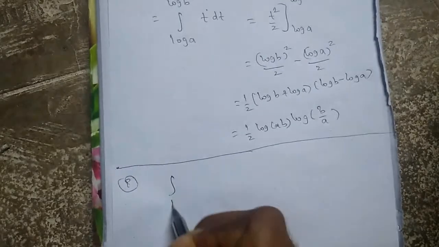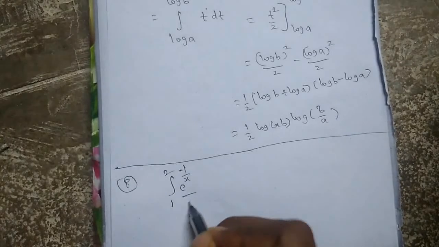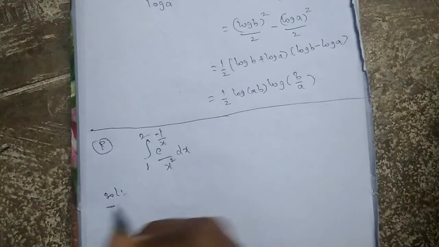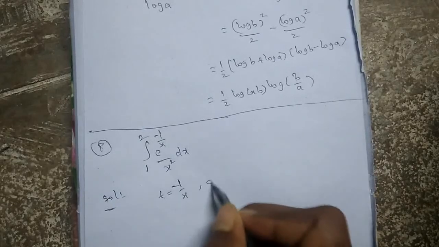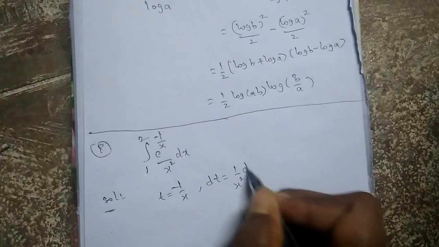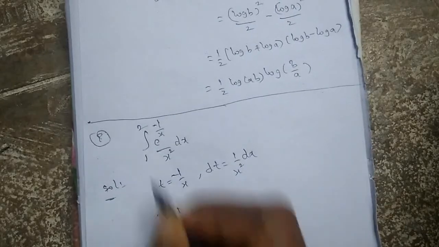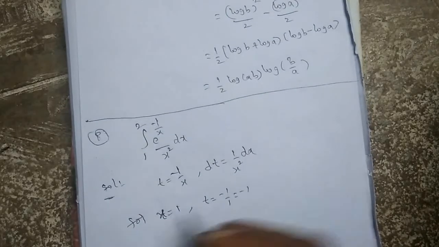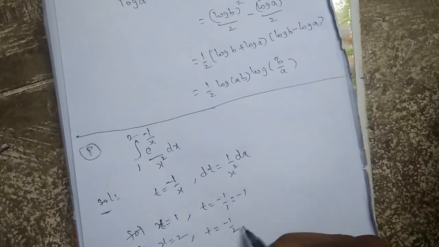Our next problem is integral 1 to 2 e power minus 1 by x square dx. Here let us take t is equal to minus 1 by x, which implies dt is equal to 1 by x square dx. Now the limits: for x is equal to 1, t is equal to minus 1 by 1, that is minus 1, and for x is equal to 2, t is equal to minus 1 by 2.